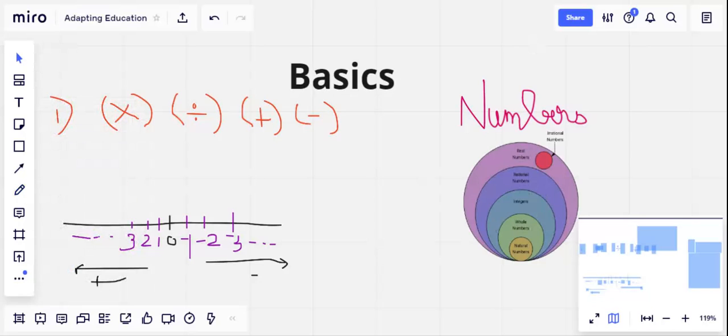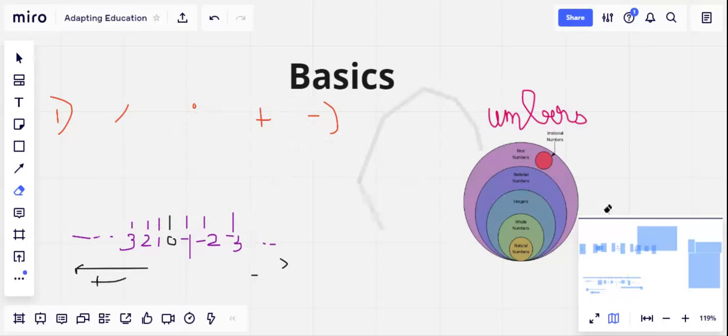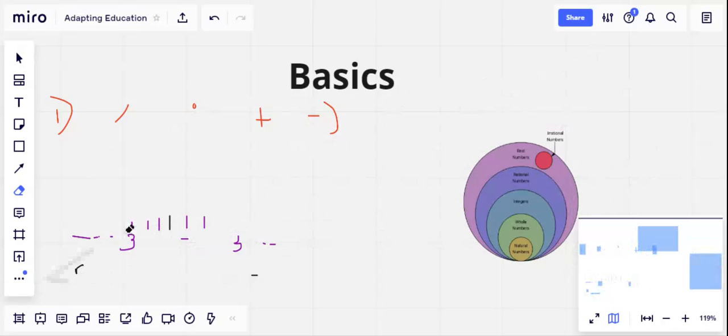Now let's understand what numerators and all are. Numerators come under what? Numerators come under fractions. So I'll just erase the board. Hope you are noting down the things.